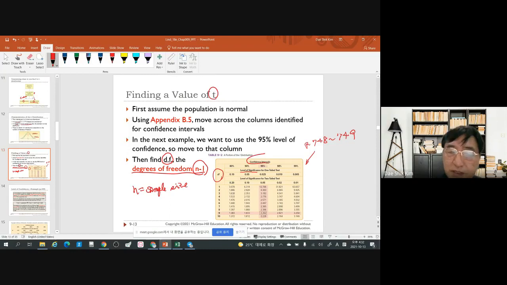A 95 percent confidence level means the actual mu is located within the interval, but outside it there is alpha over 2 on each side. Alpha, the area outside, is called the significance level.